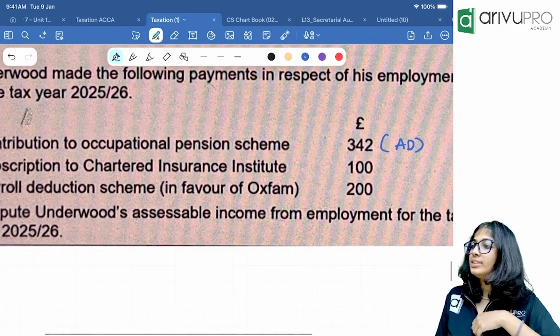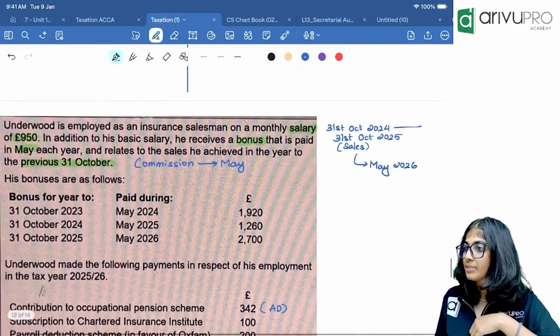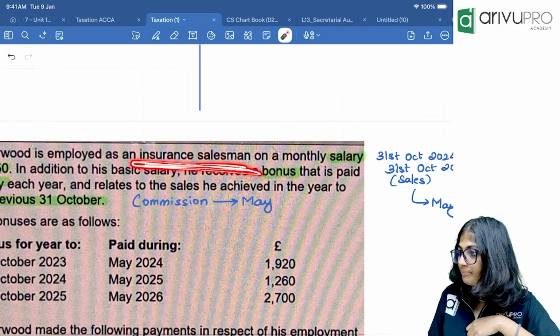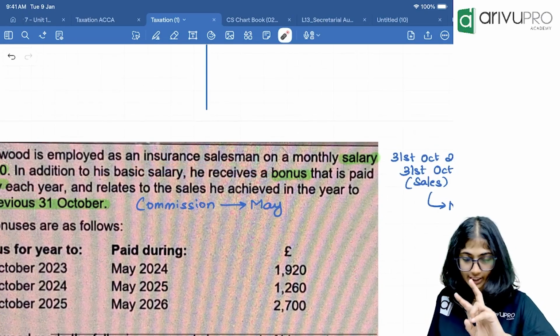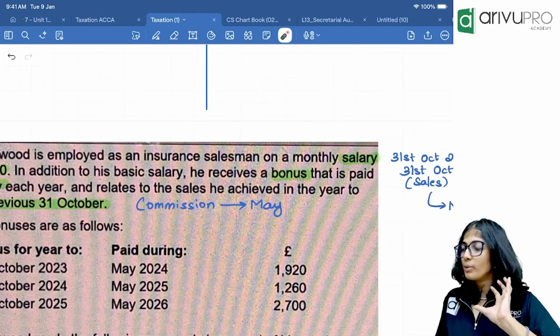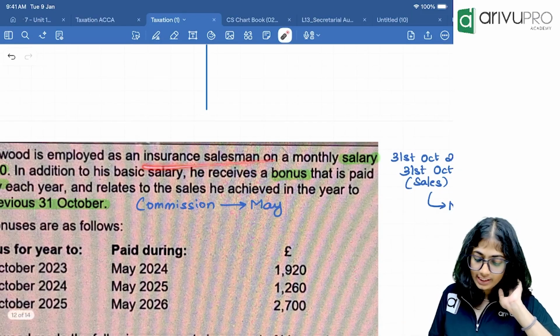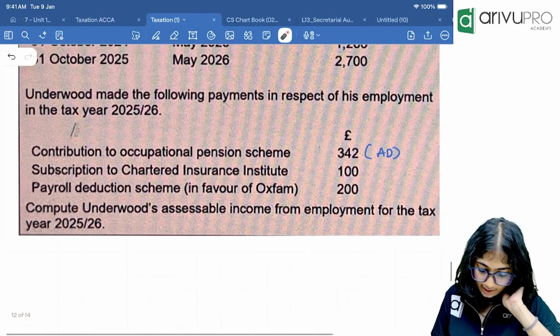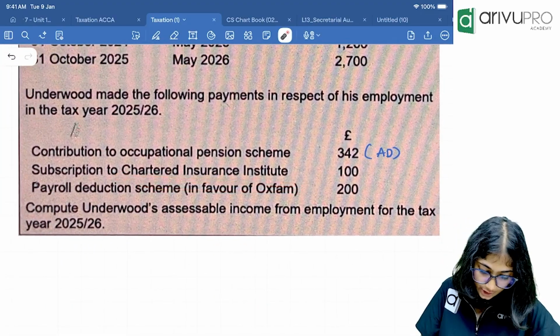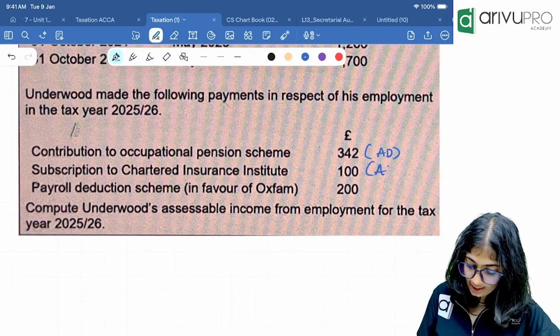Subscription to Chartered Insurance Institute. He's an insurance salesman. It will be given in the question, guys. All the relevant things will be given in the question. No questions asked. He is an insurance salesman. He paid subscription to Chartered Insurance Institute. Is it relevant? Yes. So, is it an allowable deduction? Yes, absolutely.